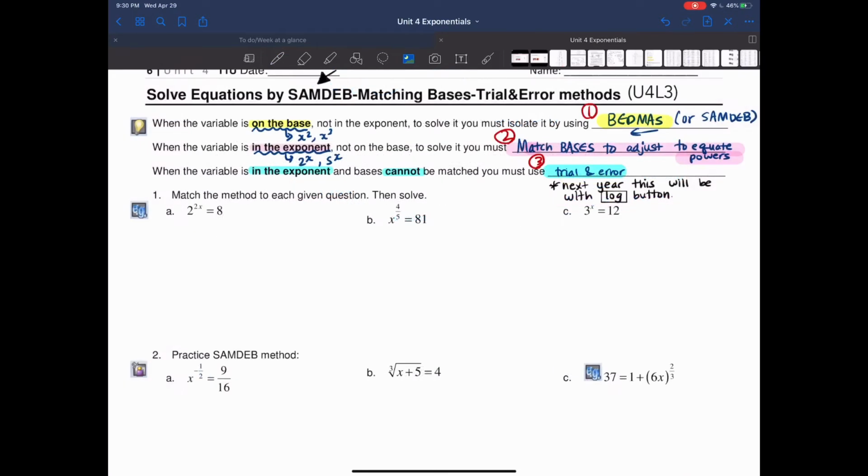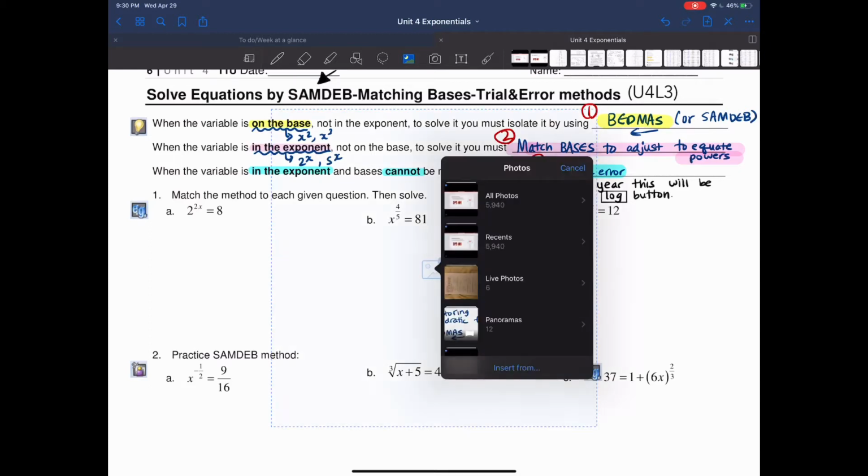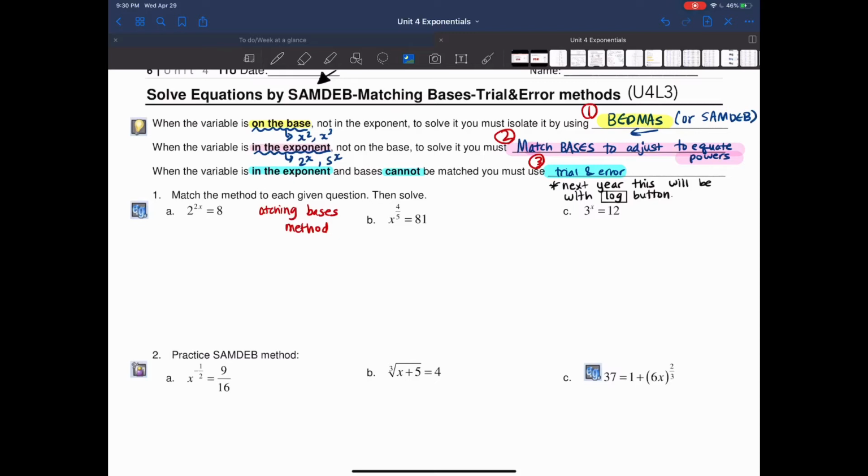For question 1, we notice that we have 2 to the exponent 2x equals 8. I'm noticing that the variable is not on the base, but in the exponent, which is my second example. Because that is the case, I'm going to do the matching bases method. With the 8, I could rewrite it so that it has a base of 2. How do I do that?